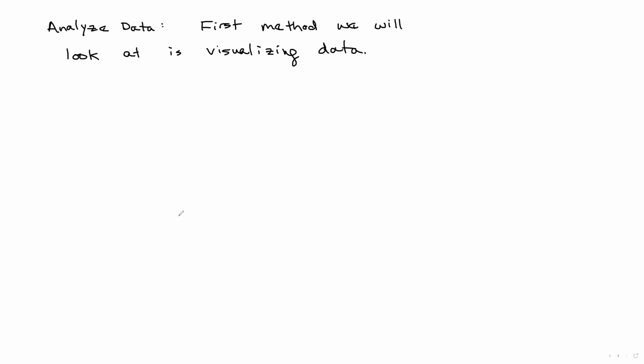The first method that we're going to look at in the next chapter is to visualize the data. If you can clearly see the data, that usually can inspire some results. So we're going to come up with a variety of different ways to visualize the data because of that.